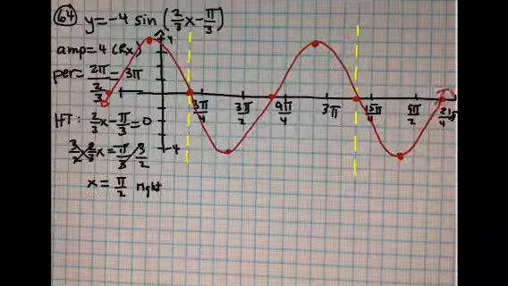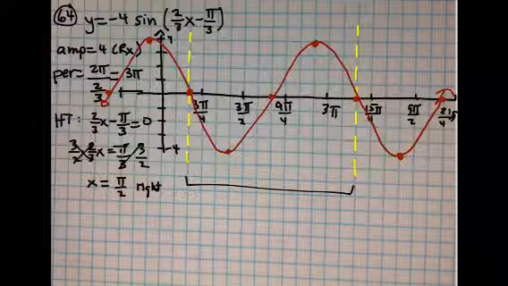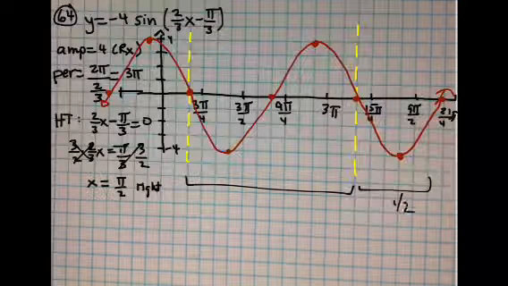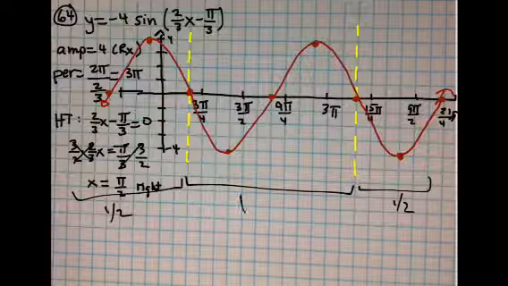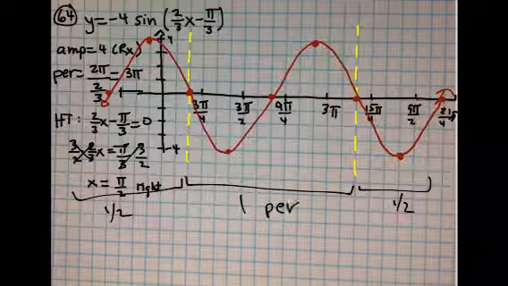So here we have one full period. We normally call one period right there. Then I drew half right here and half right here. And that's a total of 2 periods.